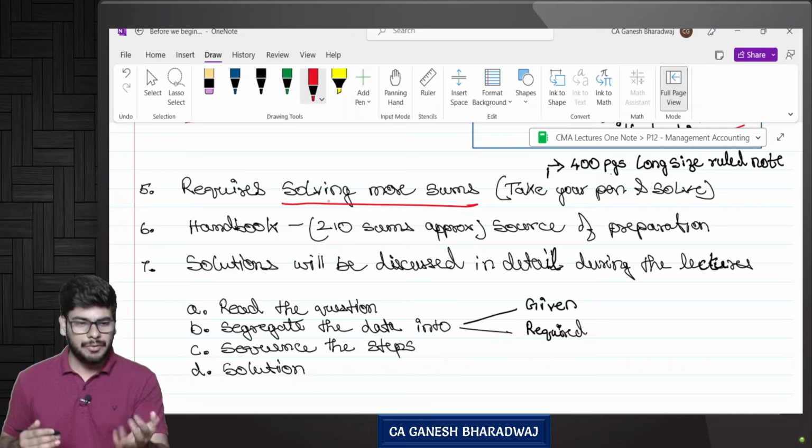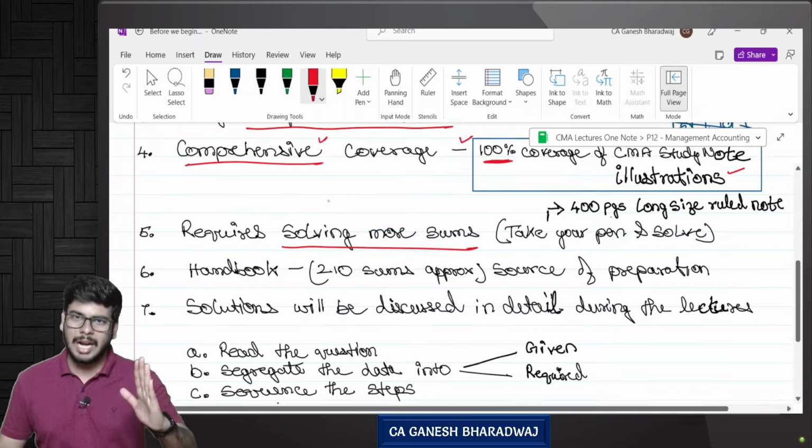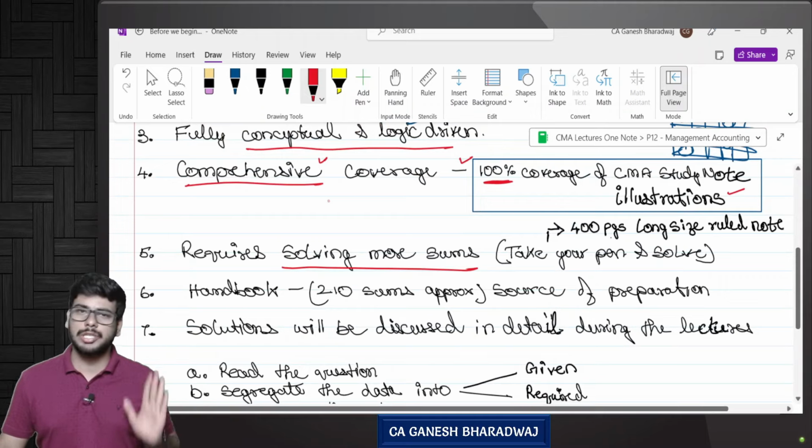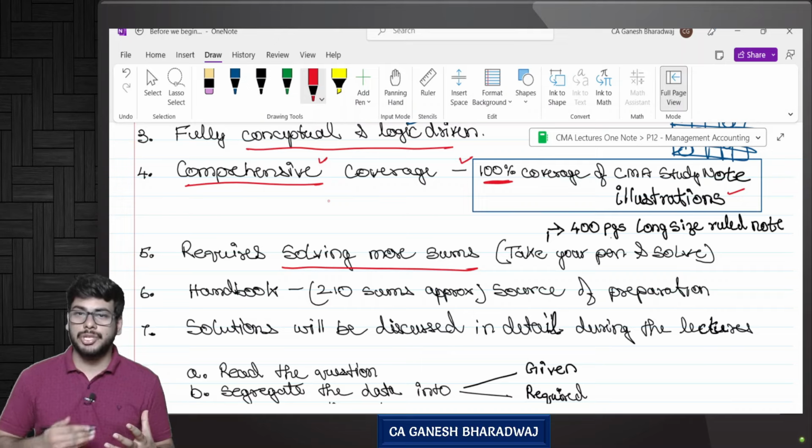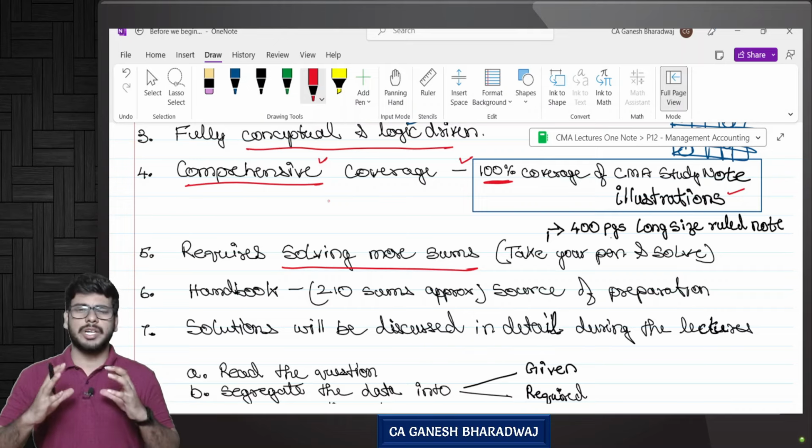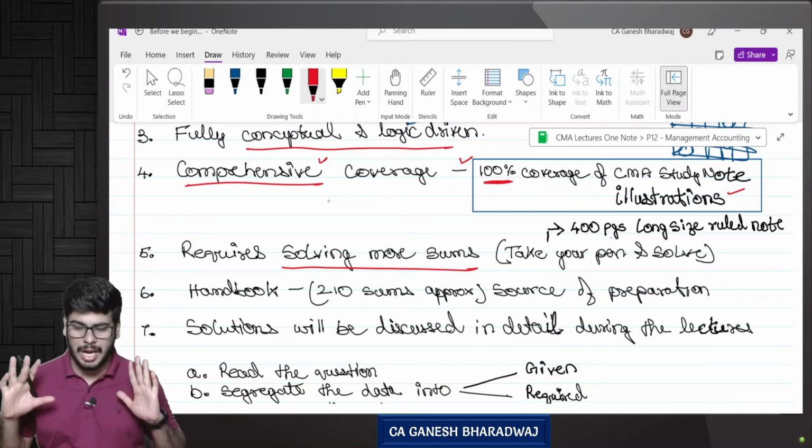In fact, I will give you the solutions also in our handbook. I will show you how our handbook is. The solutions are also present. Clear? And I will give you the approach and the solutions. I will walk you through every solution in a very detailed manner. We will be doing everything.